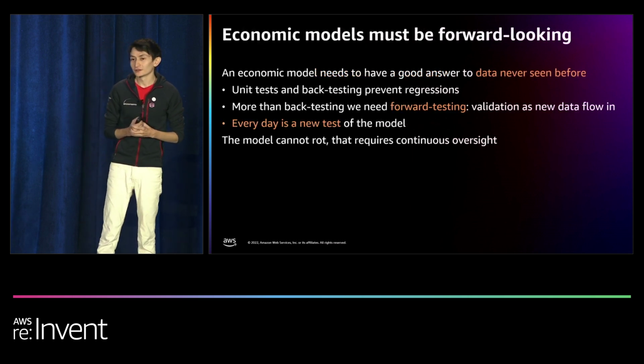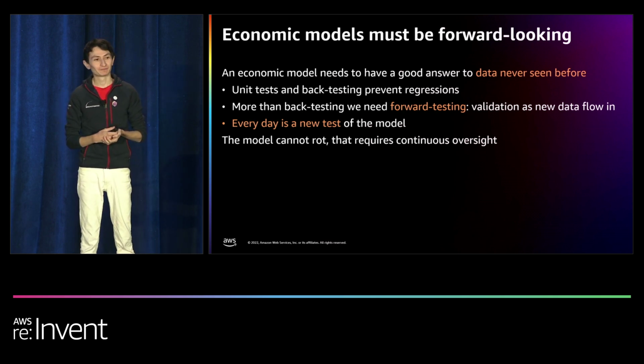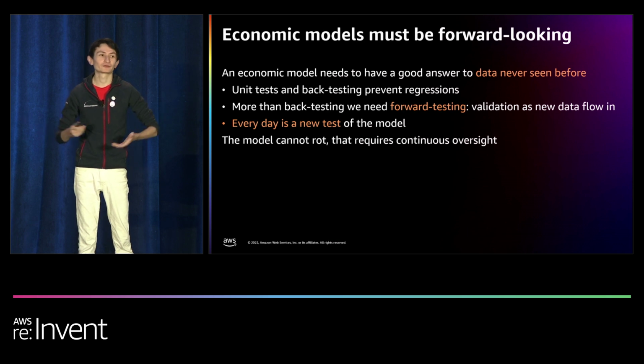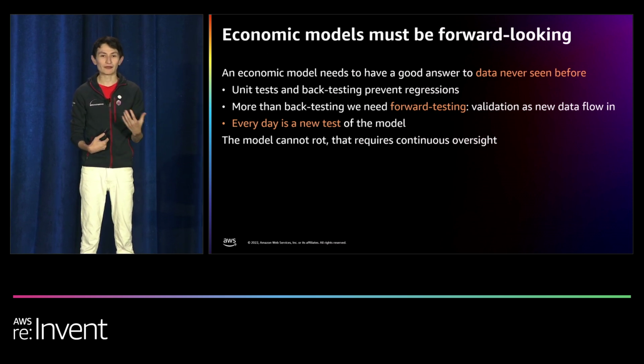An economic model, the economy is extra hard. New data comes in every day, and it can be completely different from the past. The past does not predict the future. People are evolving. The economy is evolving. The world is evolving. So every day, new data flows in. The model is producing different behavior. We need to make sure, is it still right?